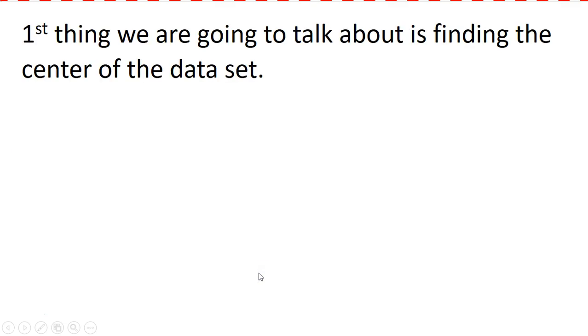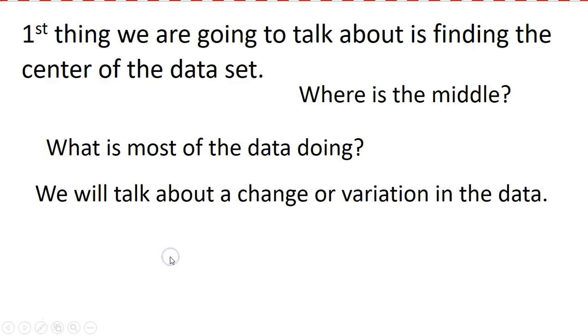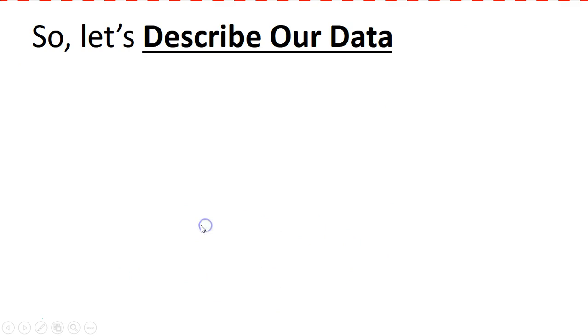But the first thing we're going to talk about is, let's worry about finding the center of data. All right, and basically the idea is, where's the middle, right? The center, where's the middle of it? What is the most of the data doing? Like, what is a majority of your data going to be doing, is what I'm basically saying. And we'll talk about a change or variation in that data, is what we're going to kind of elaborate on. And again, most of the stuff that we're going to be going over in this chapter, you've seen it before. We're going to talk about outliers, right? And if anything in the data changes over the time with those outliers, and we went kind of over those in the prior sections as well.